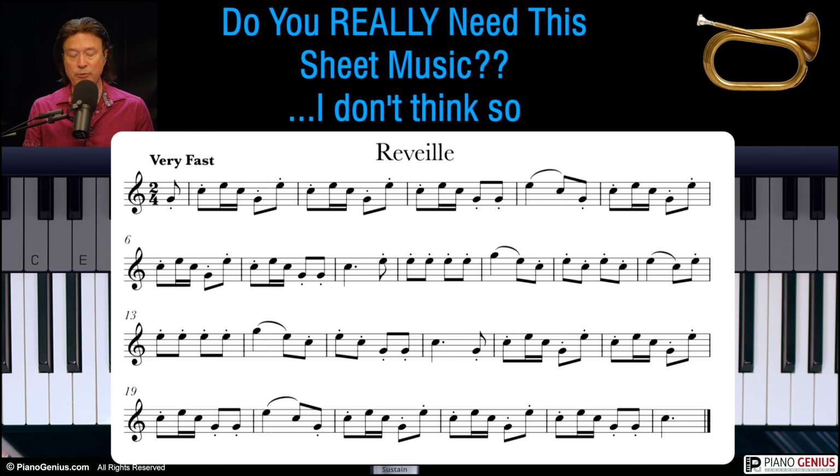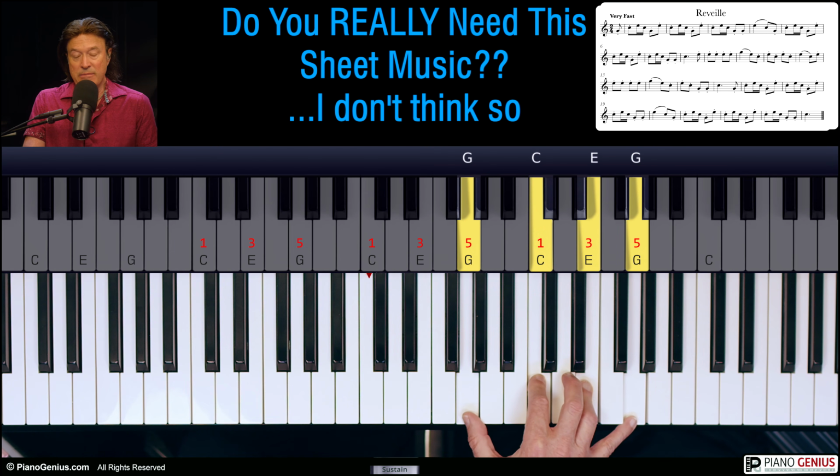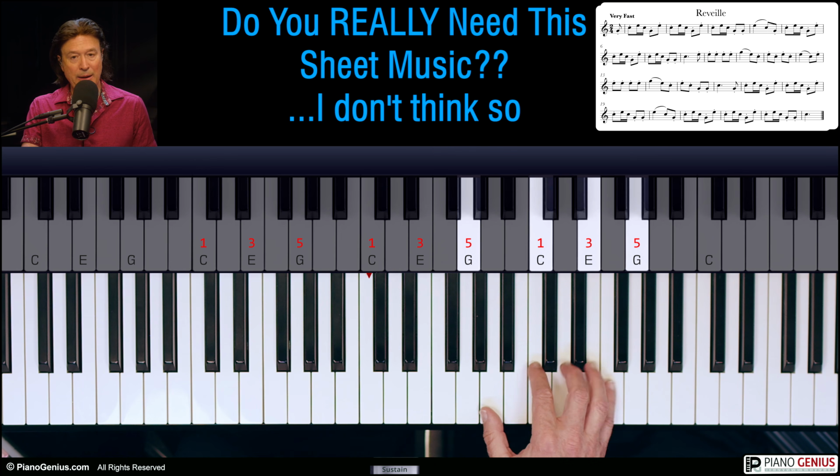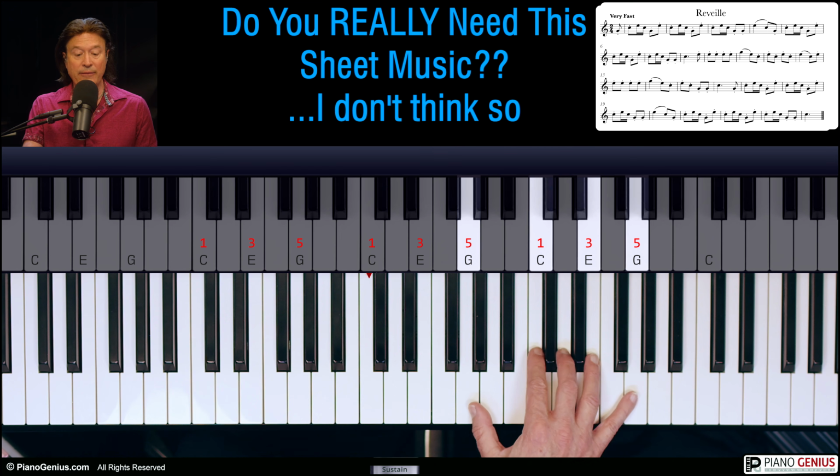So for instance, if you're trying to play a melody that's on the bugle, you know that it's only got this many notes. So whenever you're at a certain note and you know the melody is going to go up, you can probably figure it out, right?